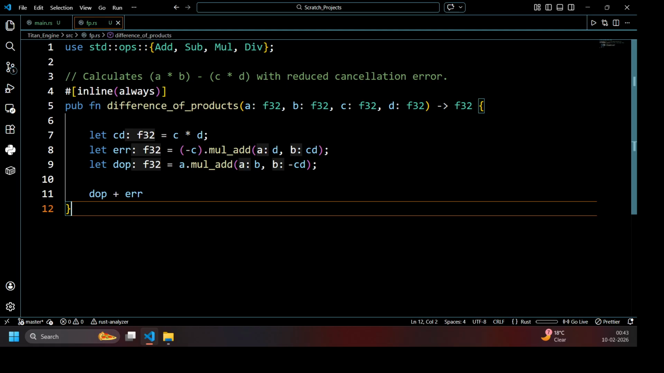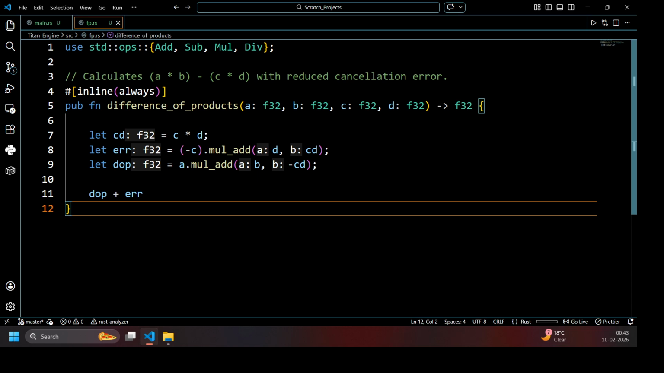Okay, makes sense. So the signature: pub fn difference_of_products(a: f32, b: f32, c: f32, d: f32) -> f32. Standard stuff. 4 floats in, 1 float out. Now, the body. This is where I get to be clever. Step 1: calculate the second product. let cd = c * d. Easy enough. Okay, this is a standard multiplication. It might have small rounding error, but we're going to store that potentially flawed result.